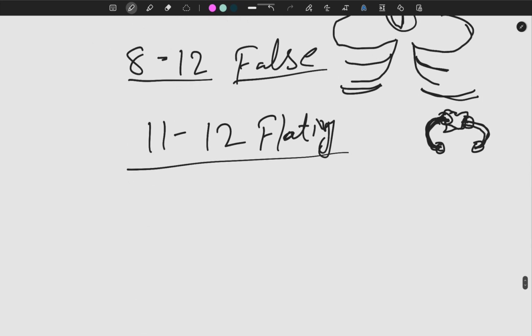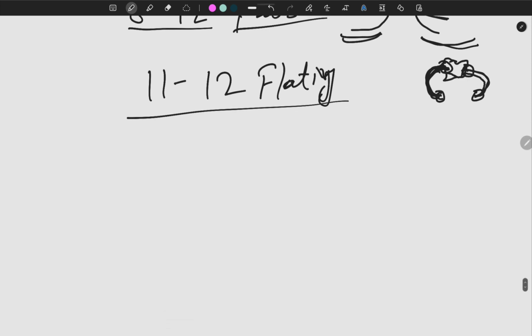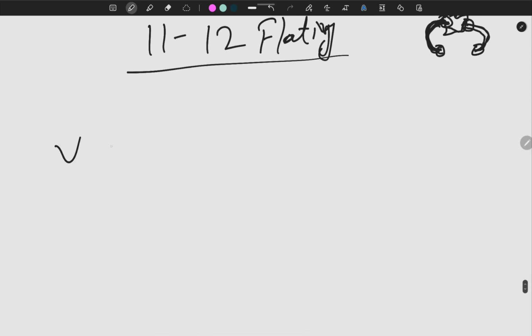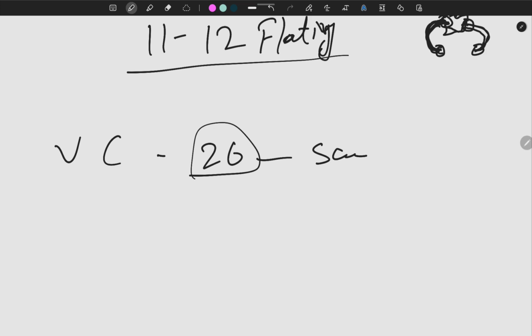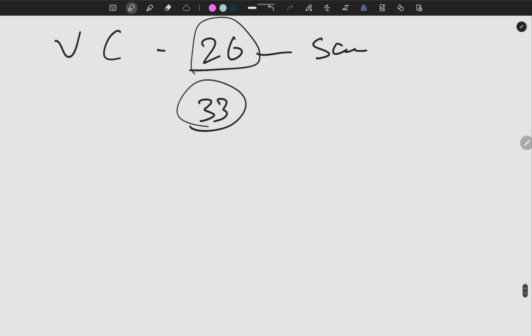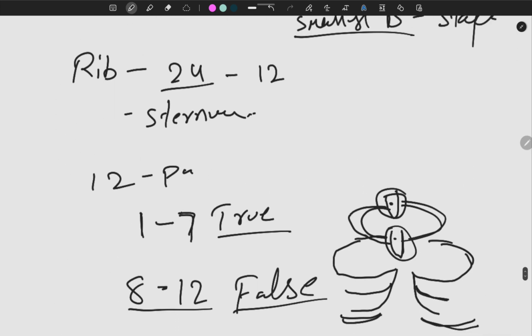And next one is the vertebral column. In the vertebral column we have 26 vertebrae when you don't count the sacrum. If you count the sacrum, we will have 33. So these are all of the axial skeleton.